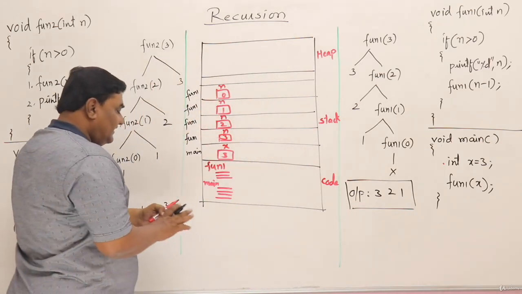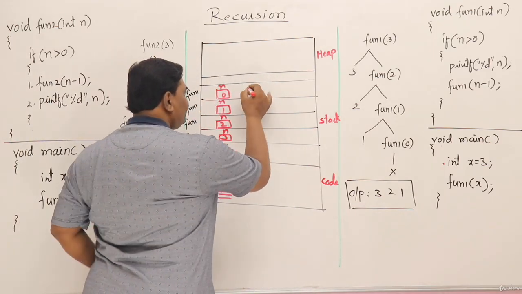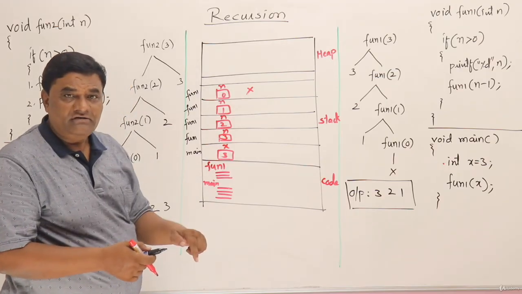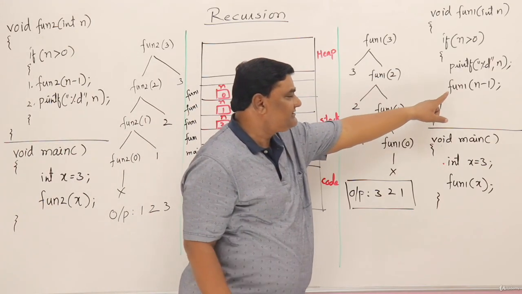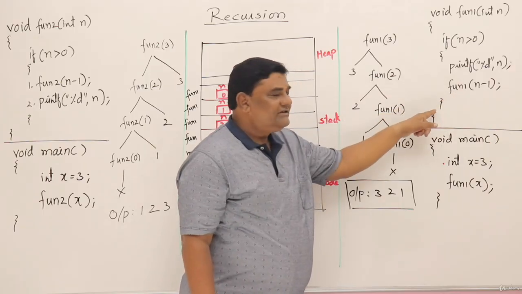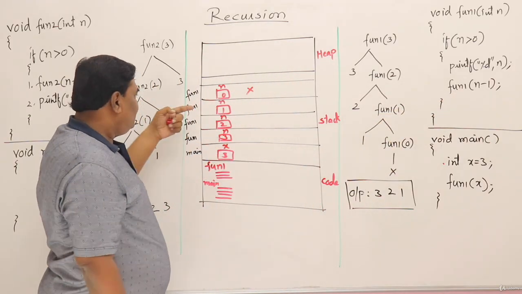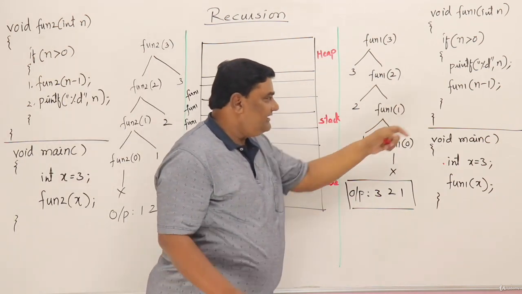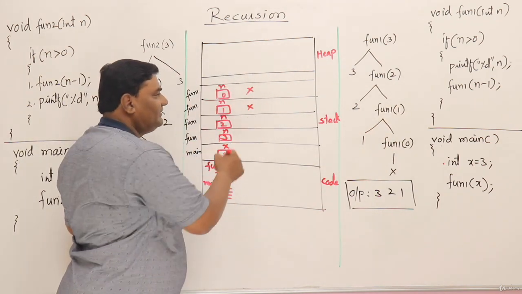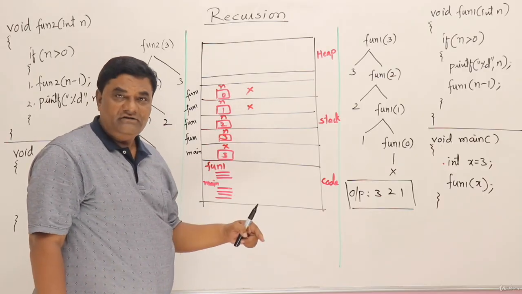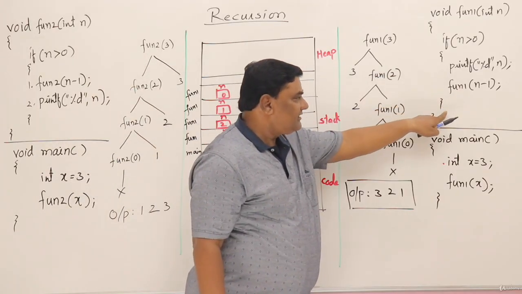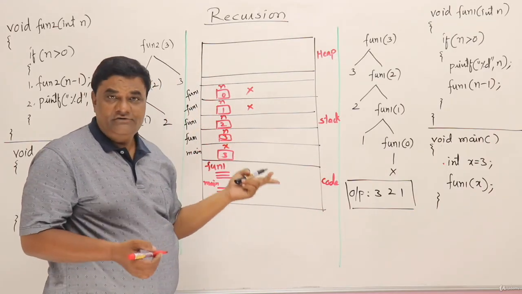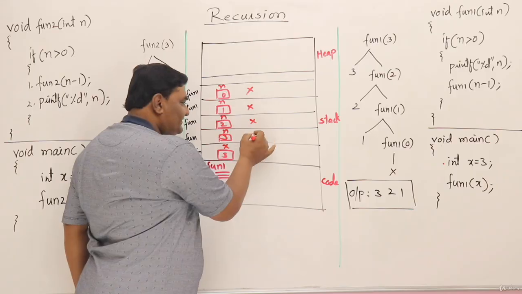Once that call ends, this activation record is deleted, and the control goes back to the previous call. In that previous call, what it had done was call this one, so the next is nothing. That call will be using this activation record, and that also ends, so this is also deleted. It goes back to the previous call. In the previous call, this line is over, so there is nothing remaining, and that call uses this activation record, but there is nothing to do. So this is also deleted, and this is also deleted.